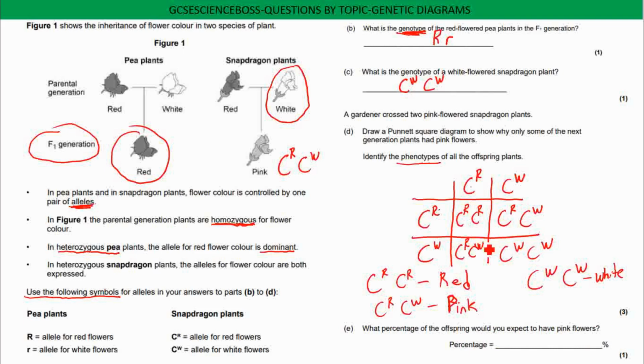Next up, what percentage of the offspring would you expect to have pink flowers? So let's look at those which are pink. It's a CRCW, so that's a pink. That's 1 out of 4. That's another pink. That's 2 out of 4. So what percentage are we expecting? 2 out of 4, which is the same as 1 over 2, which is the same as 50%.